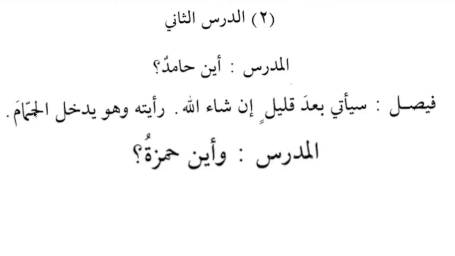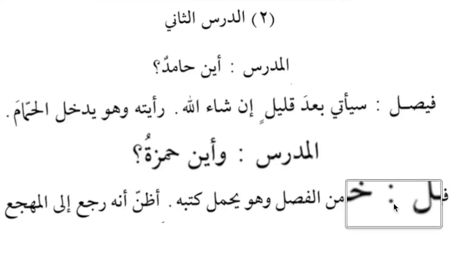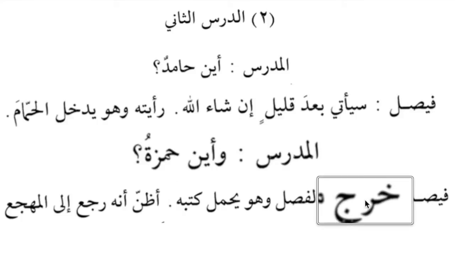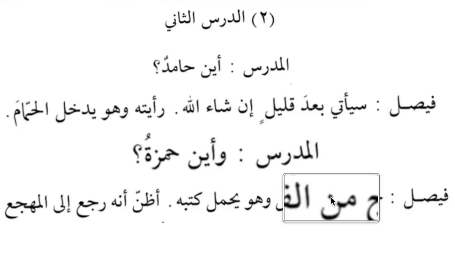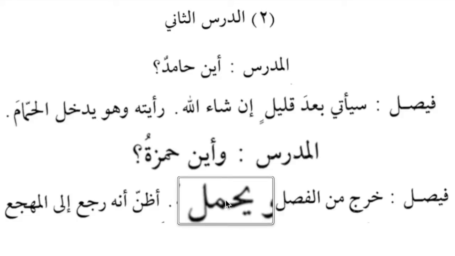So al-mudarris says, wa ayna hamzatu, and where is Hamza? Faisal says kharaja min al-fasli wa huwa yahmilu kutubuhu. So again, we know kharaja yakhruju, that's the fa'al madi. So he left min al-fasli, he went out from the class. Again, wa huwa yahmilu, and this waw again is coming as waw al-hal, while he was carrying. Hamala yahmilu is to carry.